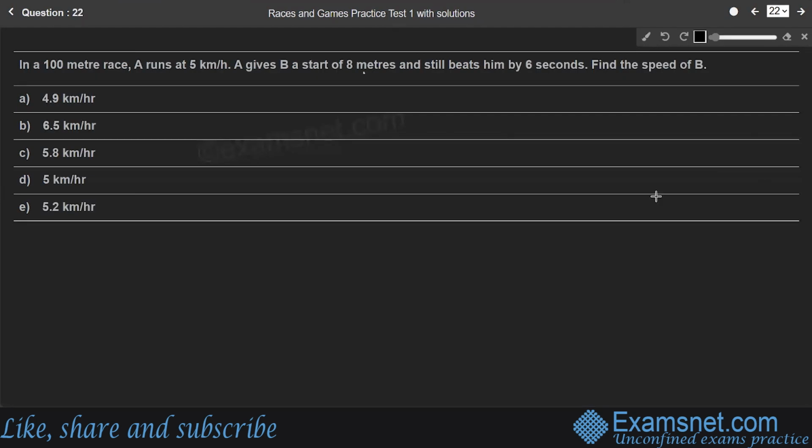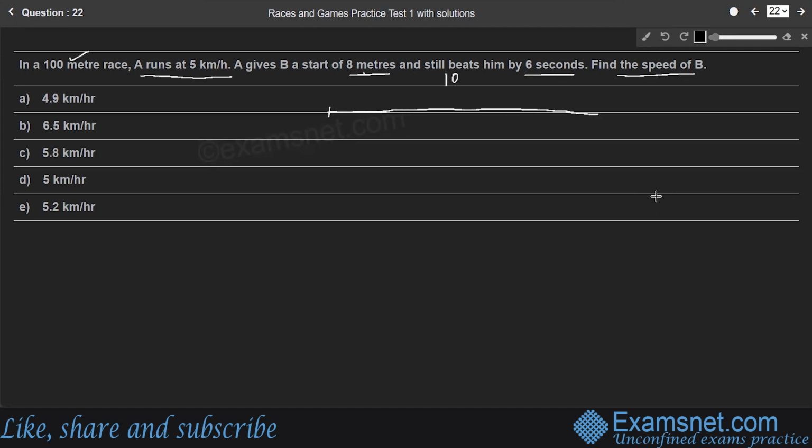Question number 22. In a 100-meter race, A runs at 5 km per hour. A gives B a start of 8 meters and still beats him by 6 seconds. Find the speed of B. To solve such type of problems, we are using a formula. Before that, let us understand the question.